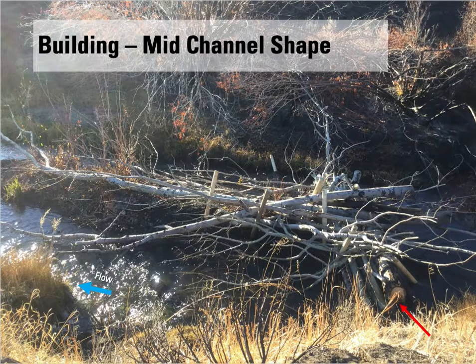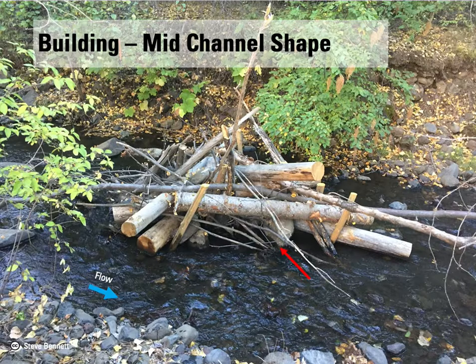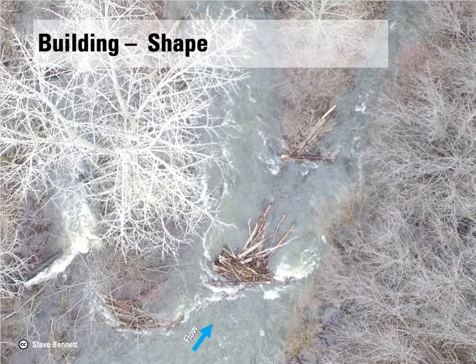As far as mid-channel shape, we often make these mid-channel structures with large logs perpendicular to the flow at the head of the structure, and then trailing longer pieces to simulate a tree with a root wad facing upstream. Here's another example, side view, where we're integrating some boulders into the structure. And then here's an aerial view at high flow. You can see this mid-channel structure splitting flow and looking very much like a tree with a root wad.